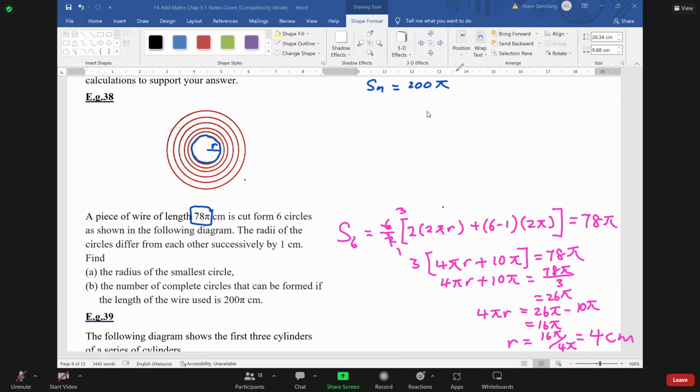And you have the radius idea. The first and the smallest circle is this, right? So then you calculate the length for the first circle. What's the length of the first circle?